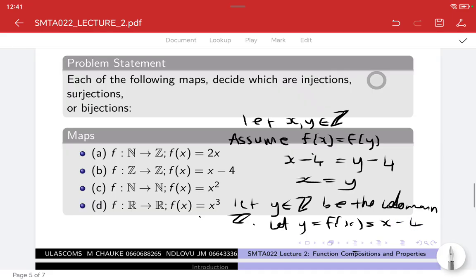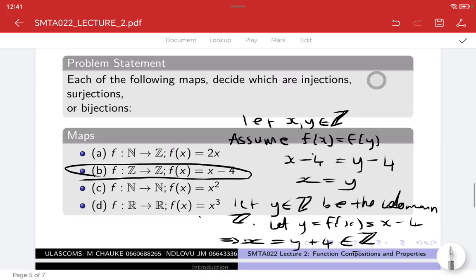Now from here, if I solve for x, x will be equal to y plus 4, and this will be an element of the integers. Remember y is an integer. If I take any integer and add 4 to it, it remains an integer. If I take 3, I add 4, we get 7. 7 is an integer. So this is both injective and surjective. So it means that this one is bijective.